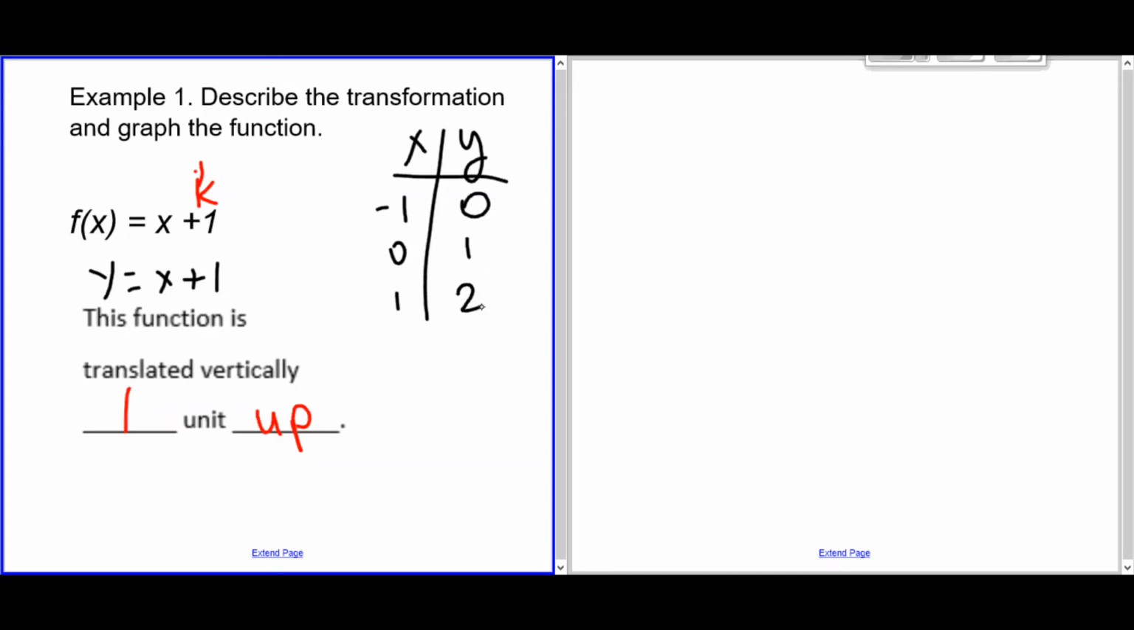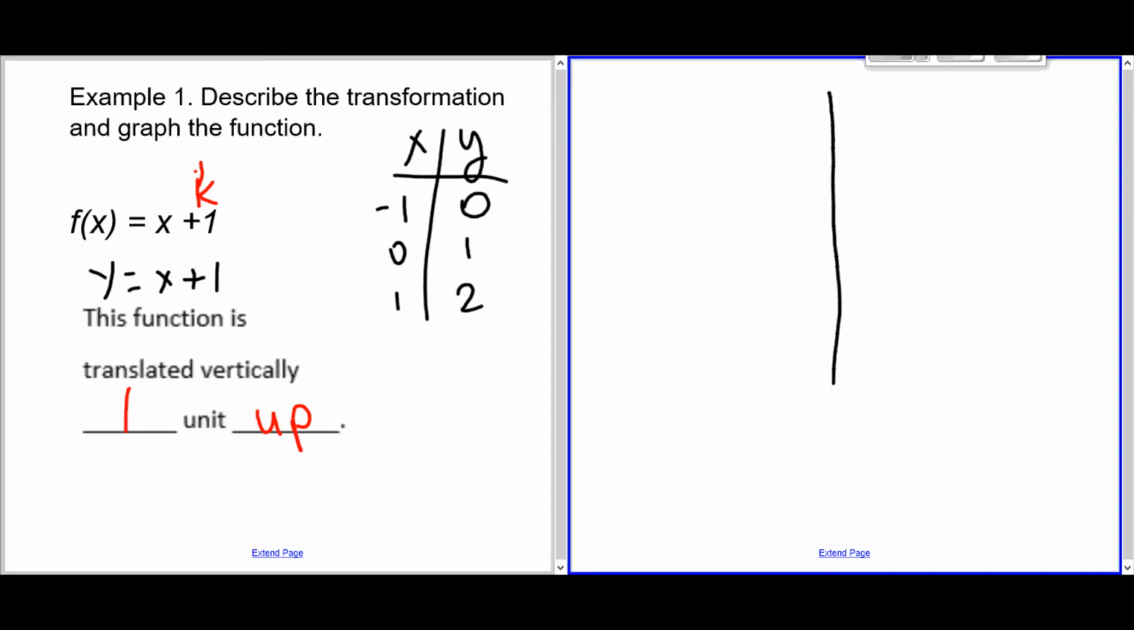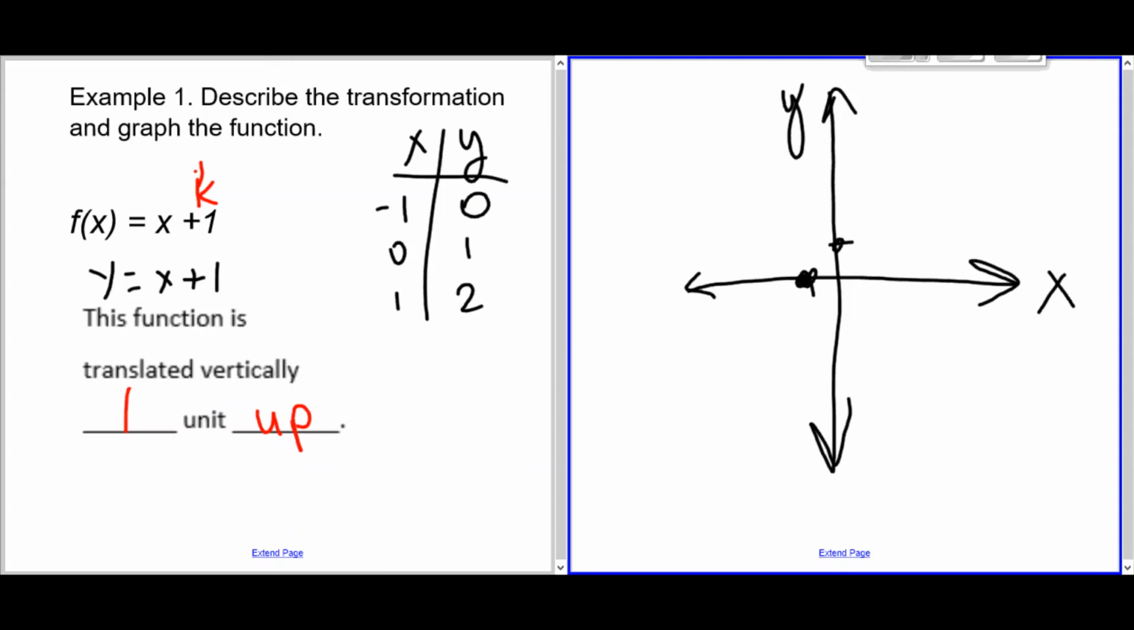So I'm just going to plot each of those on a coordinate plane. So here's my coordinate plane, x and y. And then I'm just going to plot each of these. So negative 1, 0 is going to be this point right here. 0, 1 is this point right here. And 1, 2 would be this point right here. So this is my function f of x equals x plus 1. So pause the video if you need to copy this down.